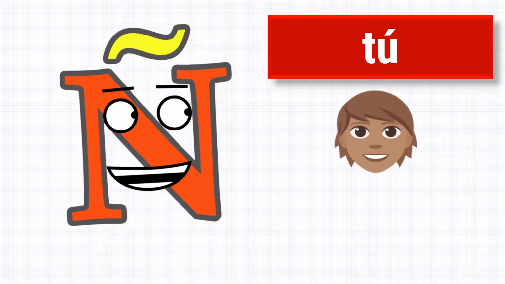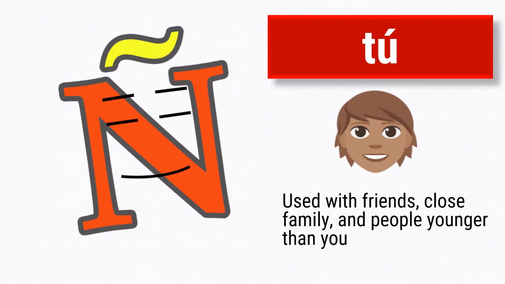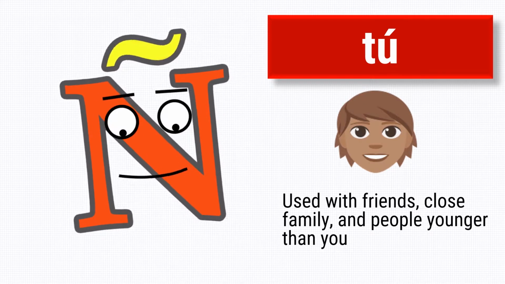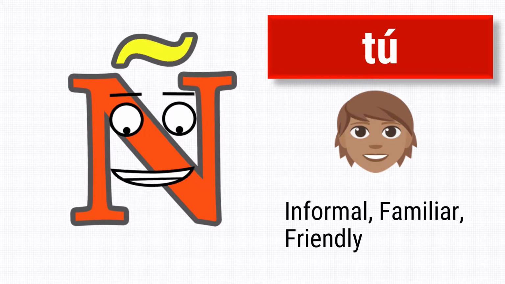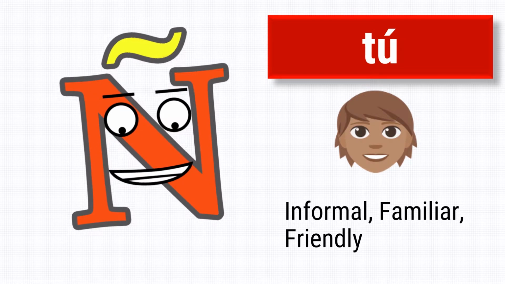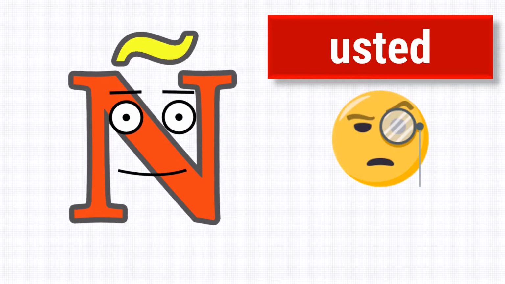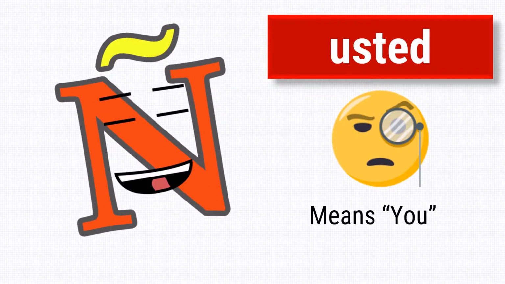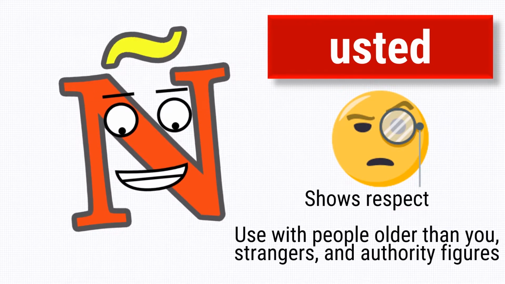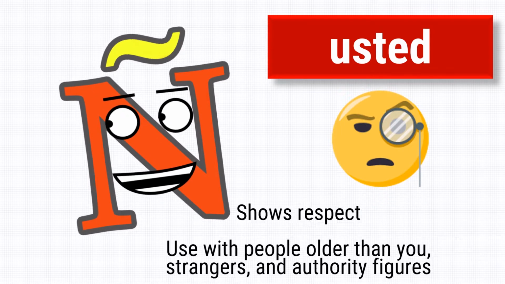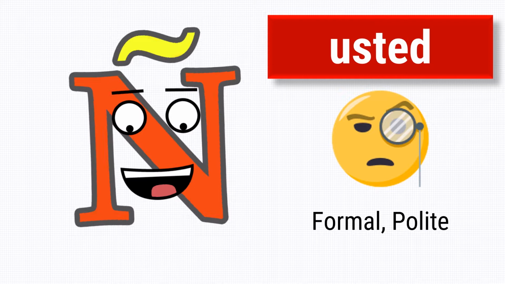So, once again, tú, it means you. It's used with family, friends, and people younger than you. And it's singular. It can only refer to one person. And sometimes you'll hear this described as being informal, familiar, or friendly. All right, usted. Usted also means you. It shows respect, and you use it with people older than you, strangers, and authority figures. You'll often hear this word being described as the formal or polite version of you.